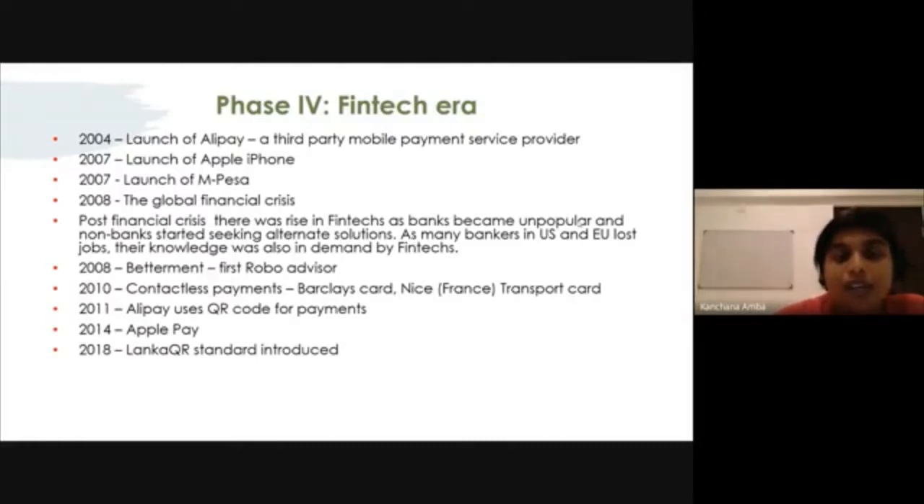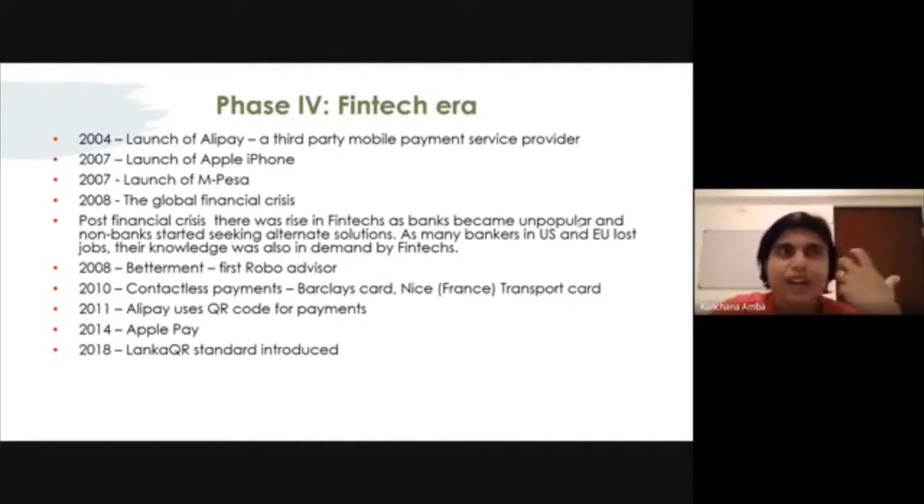In 2011, we have Alipay that starts the QR code. Apple introduces Apple Pay. Apple Pay really changed the idea of mobile payments in developed countries, because a lot of people there use Apple phones. Even though PayPal and all of them had mobile payment apps, they were mostly used for internet payments. People were not using them for POS level transactions, even though the possibility was there.